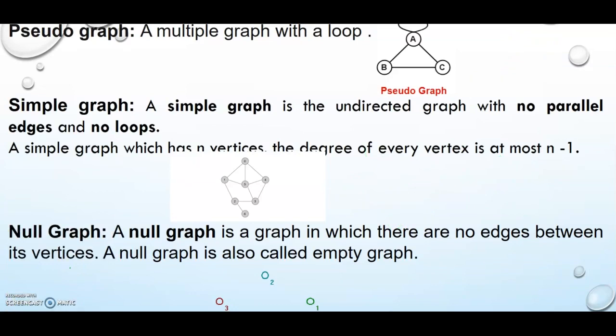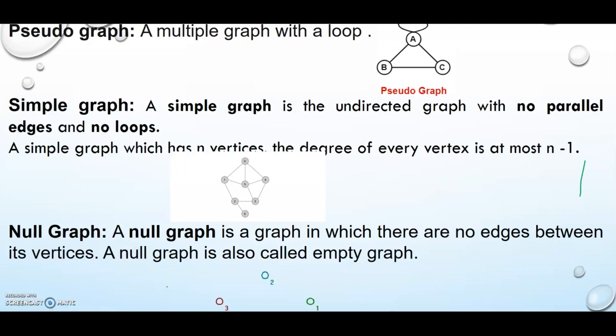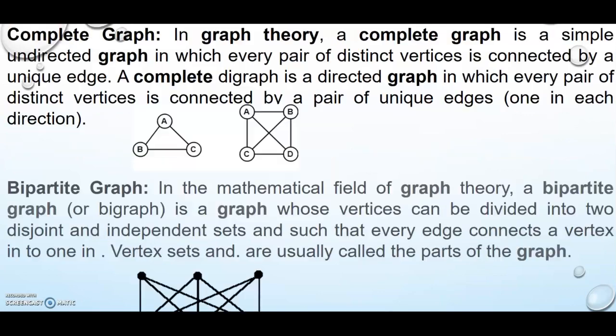What is a null graph? Here, a null graph is a graph in which there are no edges. There are no edges between its vertices. A null graph is also called an empty graph. See here, I mark points like this. And this is 1 point, and this is 1 point, and this is 1 point, and this is 1 point. And these are points, this is called a null graph. Some 3 points, 1, 2, 3, or 4 points we have. But it is not joined. There are no edges between these points. And only the vertices are there. So this is called as a null graph or an empty graph.